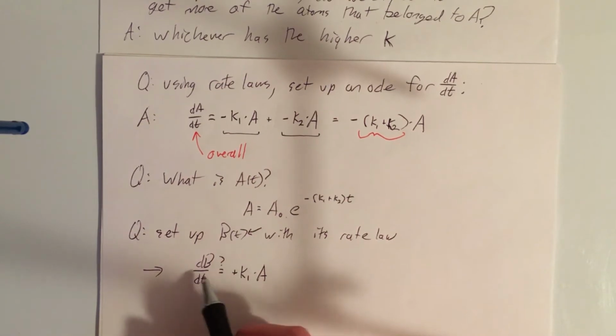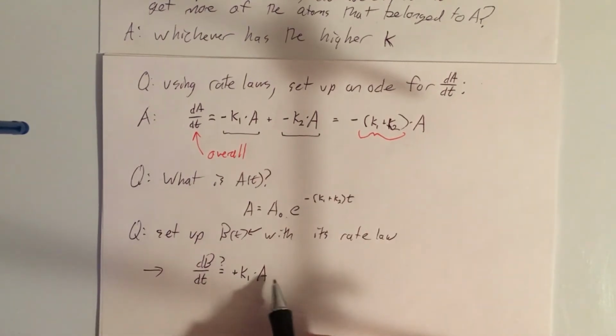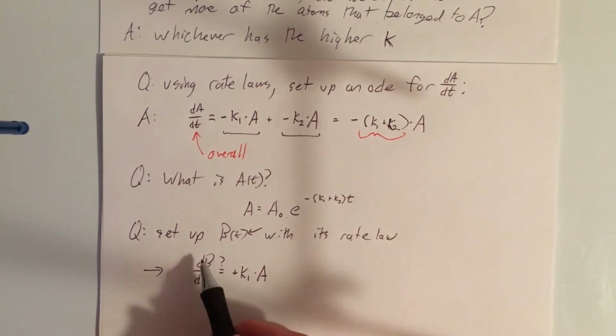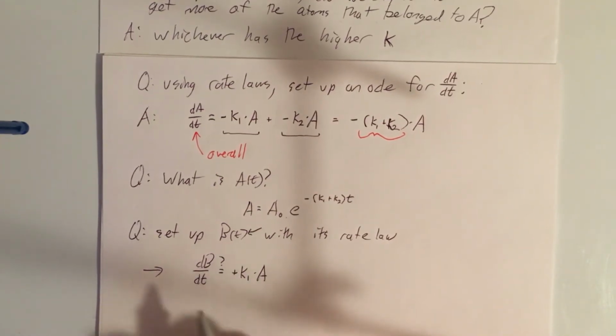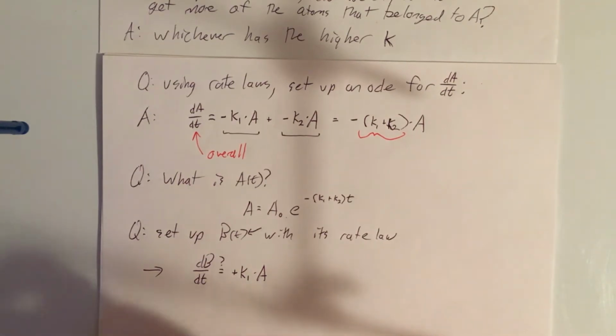Well, it's a little bit tricky. We can't do separation of variables here because we have two dependent variables, B, which is varying with time, and A, which is varying with time. So it'd be tricky just to plop down a solution to this ODE because we have two dependent variables and then the independent variable time. So we can't do separation of variables quite yet.